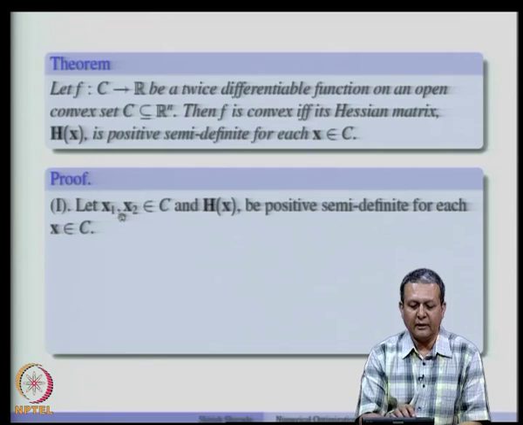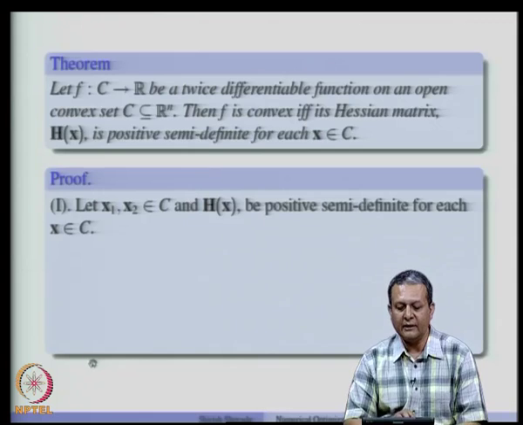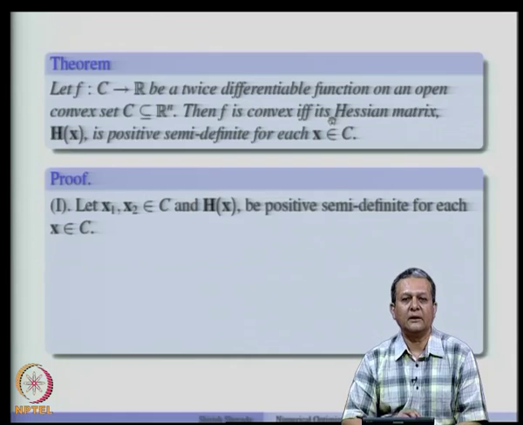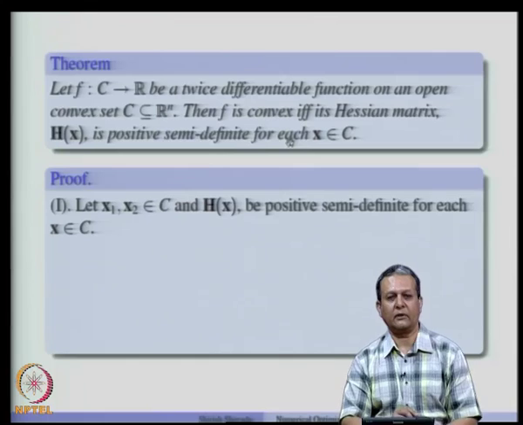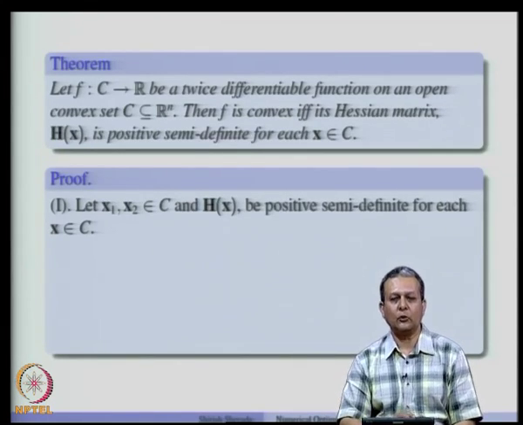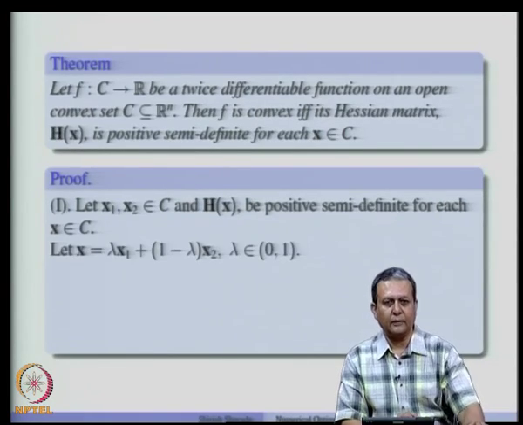So, let us assume that x1 and x2 belong to the set C and H of x is positive semi-definite for each x belonging to C. And what we have to show is that in such a case the function f has to be convex. Now, to show that the function is convex, we can either show that the basic property of convexity holds, or we can show that the condition which was shown in the previous theorem also holds.